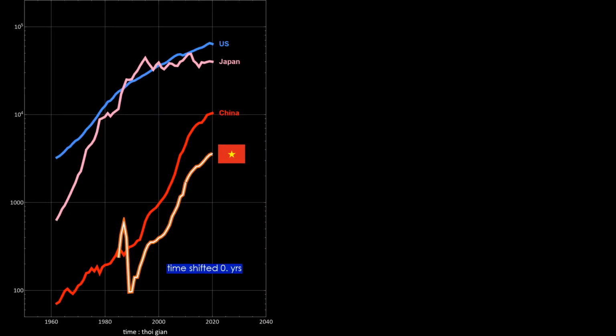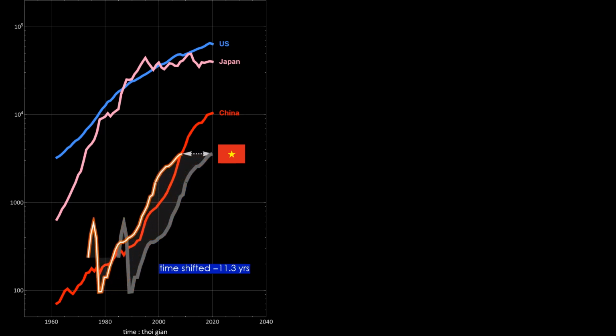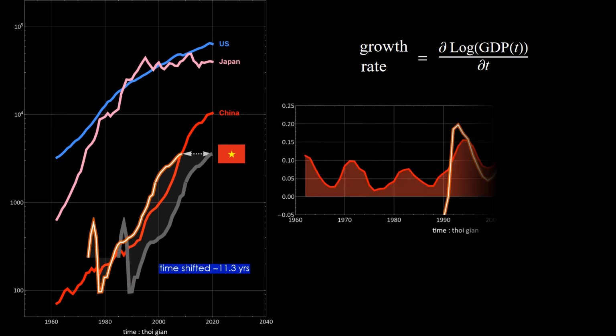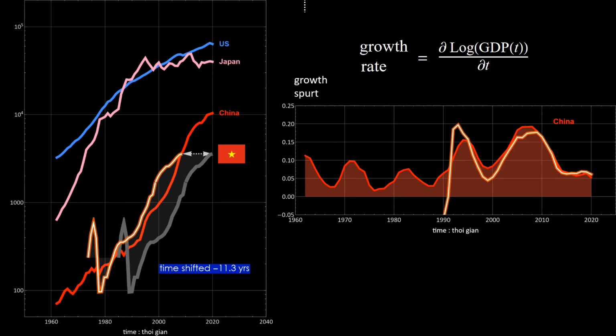The left chart shows the GDP per capita of the world's three largest economies and Vietnam. The time shift approach allows benchmarking economies with respect to each other in terms of time. For example, this shows Vietnam GDP per capita is comparable to that of China about 11 years earlier. China growth rate shows alternate fast growth spurts, the peaks, and slowdowns, the valleys, with approximately 11-year period over 6 decades. The last growth spurt was the highest with 20% at the peak, and longest lasting from mid-2000s to mid-2010s.